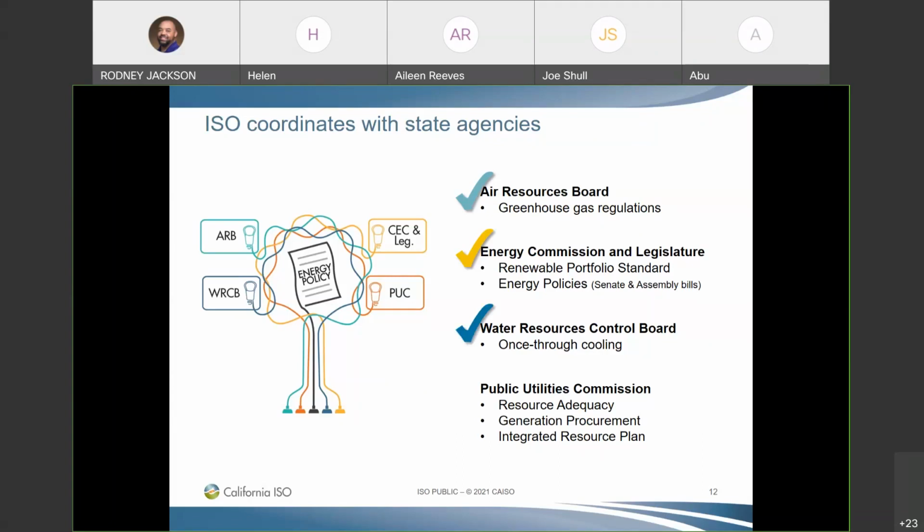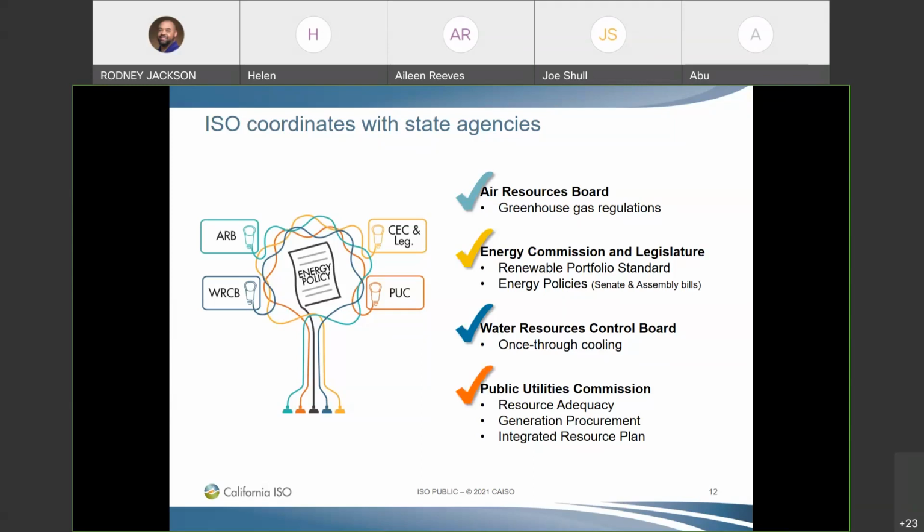Now, the Water Resources Control Board is focusing on once-through cooling issues, and we have a number of generators in California that are close to the coast and use seawater to aid in the conversion process of condensing steam back into water, which have detrimental effects on marine habitats. Now, the Water Resources Control Board is coordinating a long-term effort with resources to find alternative ways to cool these plants or possibly retire them.